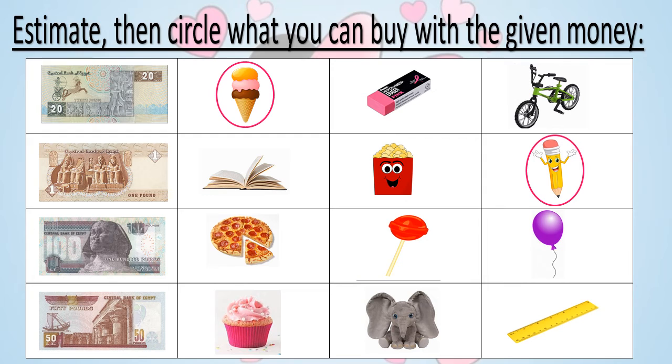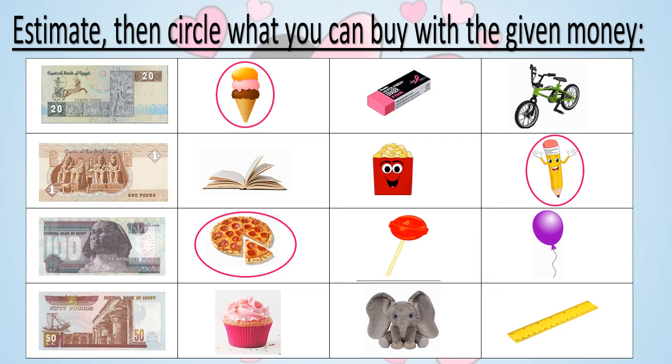If I have 100 Egyptian pound, can I buy pizza, a lollipop, or a balloon? I think the price of a balloon and a lollipop will be less than 100 Egyptian pound. But in my estimation, the price of a pizza will be equal to 100 Egyptian pound.